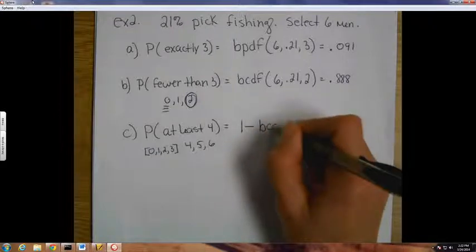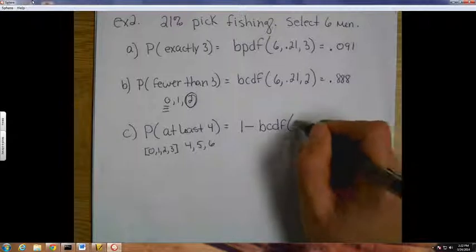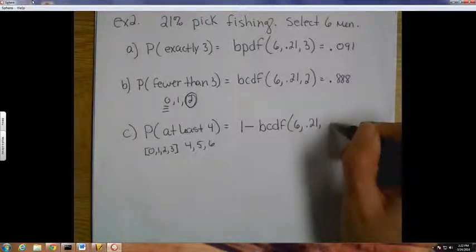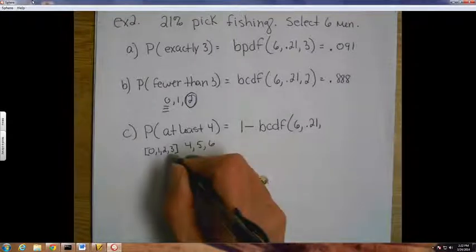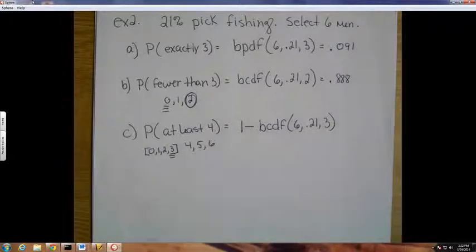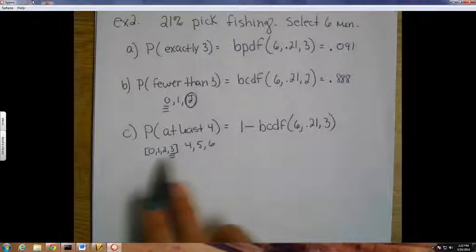Binom CDF. So this is the part I'm subtracting off. I'm doing 6 trials, 0.21. What's my X number? 3. The last one in the box that I want subtracted off is a 3. Now it helps to write this out. I think this is key.